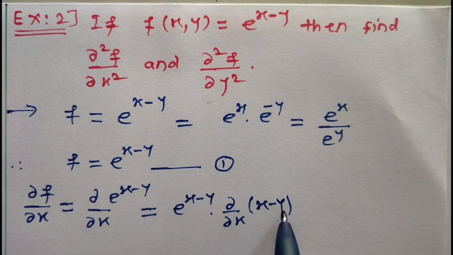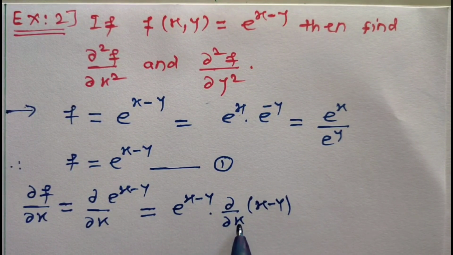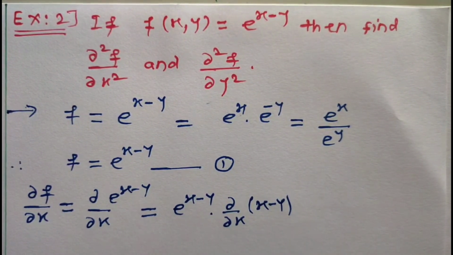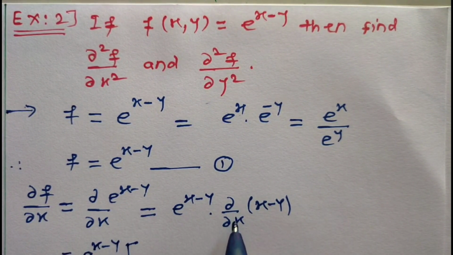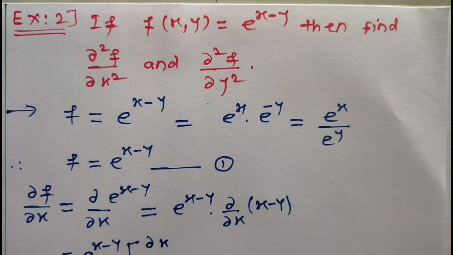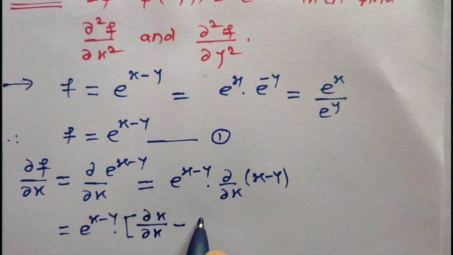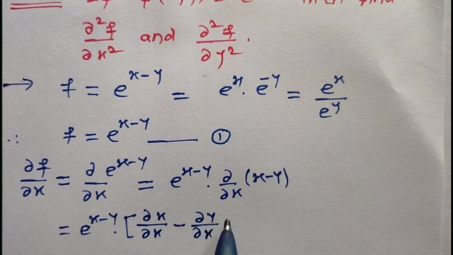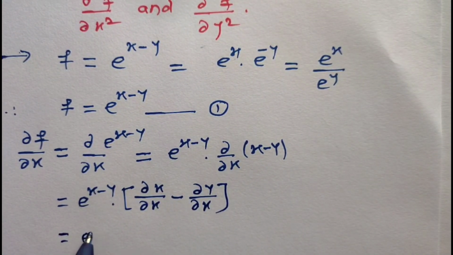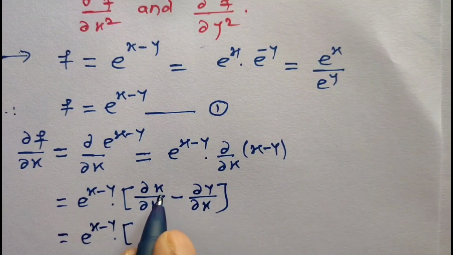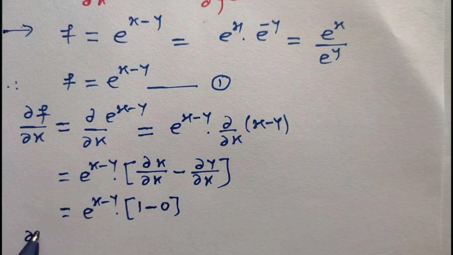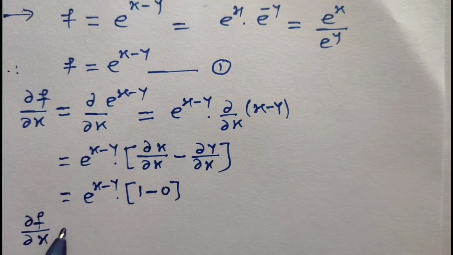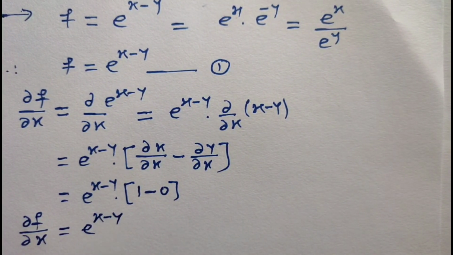But y is constant because we are partially differentiating with respect to x. So this is equal to e to the power x minus y into, if we take this partial differential operator in this bracket, partial derivative of x with respect to x minus partial derivative of y with respect to x, and this is equal to e to the power x minus y as it is into partial derivative of x with respect to x is 1 minus partial derivative of y with respect to x is 0, and hence partial derivative of f with respect to x is equal to e to the power x minus y, means given function as it is.